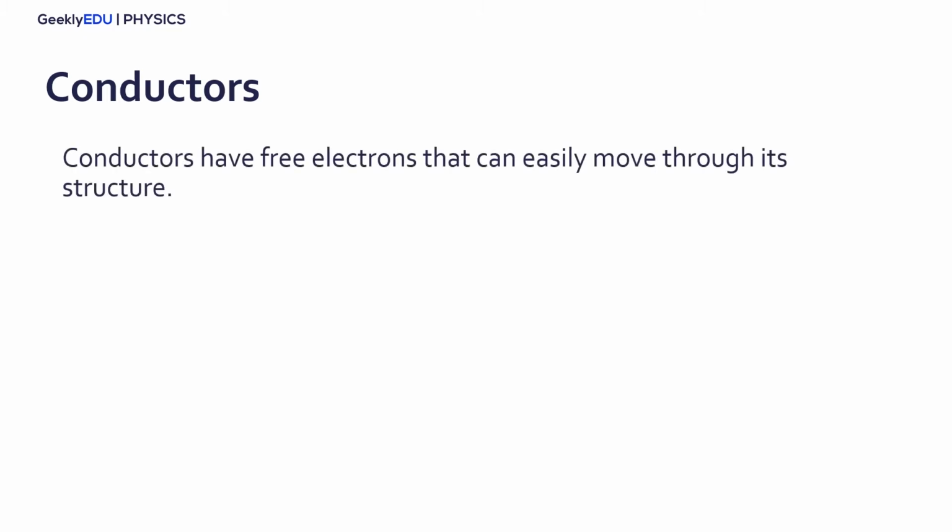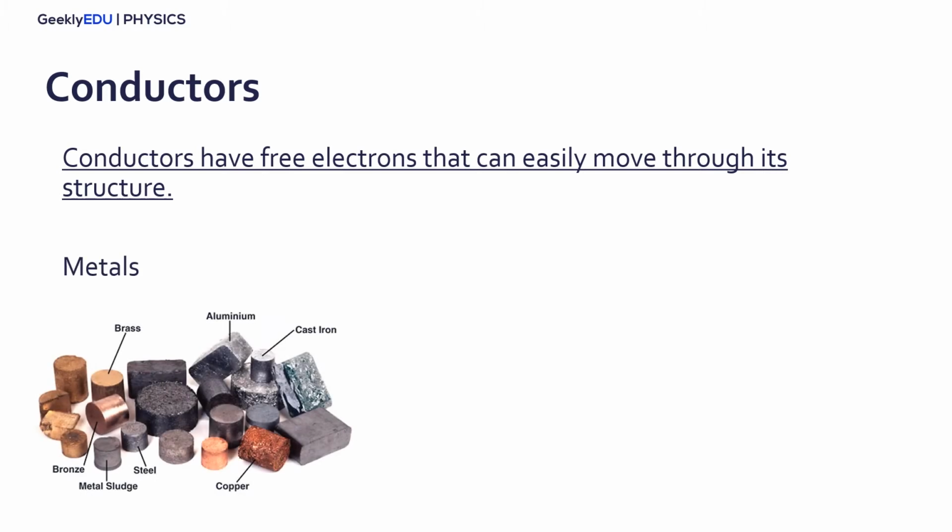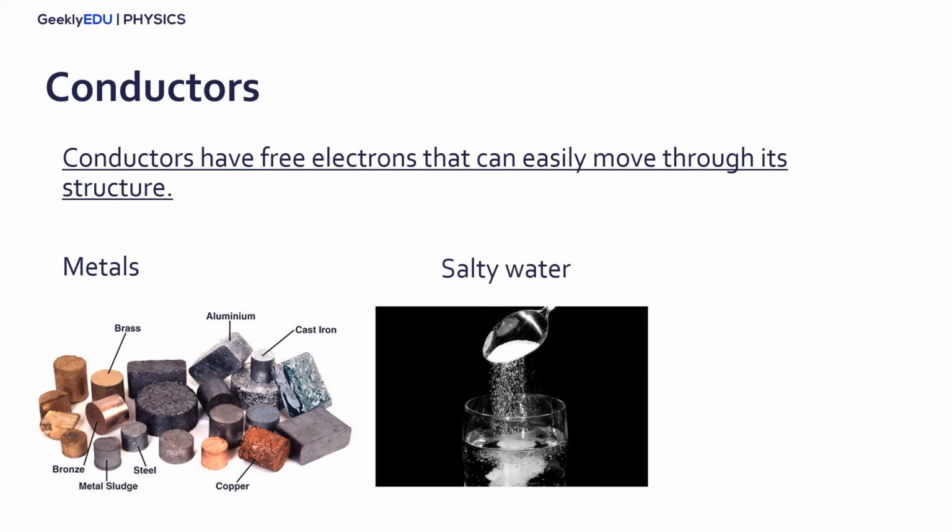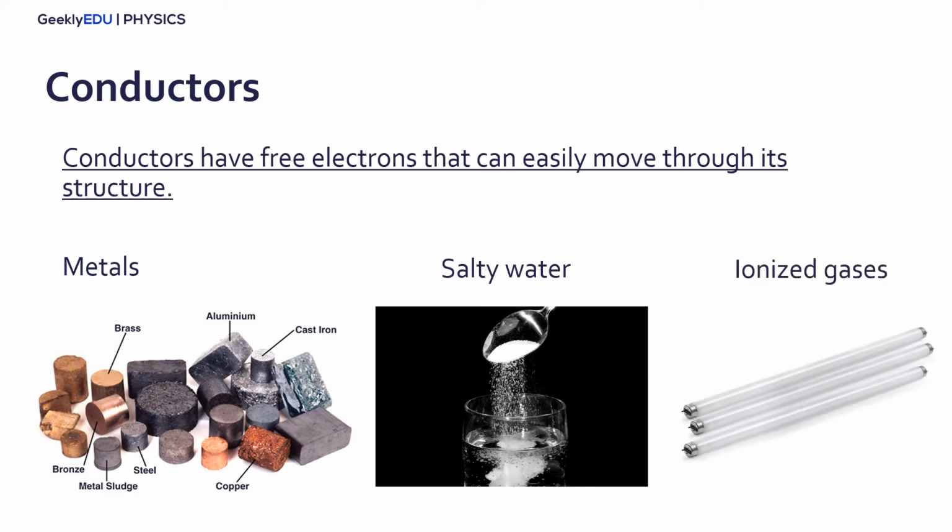So what are conductors? Well, conductors are materials that have free electrons that can easily move through its structure. Good examples of conductors are metals, they are solid conductors. We have salty water, a liquid conductor, and ionized gases, a gas conductor, the same gases we find in these fluorescent lamps.